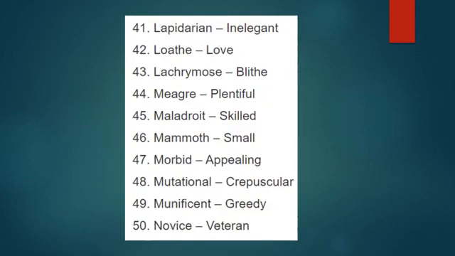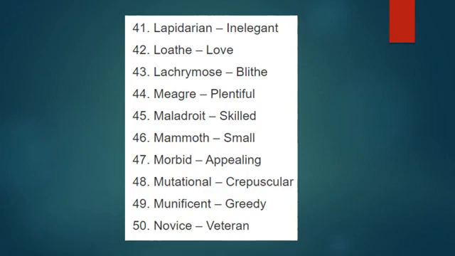Lapidarian. What does it mean? It's very polished. Lapidary is related to engraving on stones or cutting of precious stones or gems. So very polished, very refined, and inelegant. Elegant is refined, polished in manners. So lapidarian, the opposite is inelegant. Loath, hate; love.